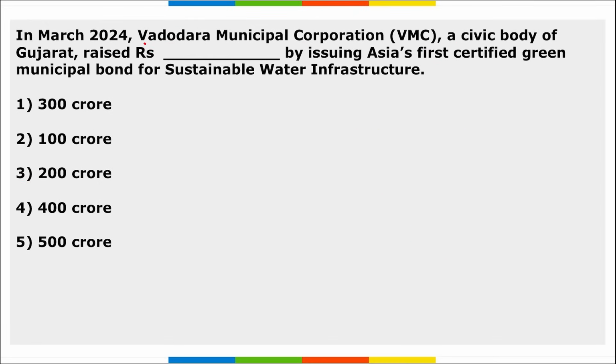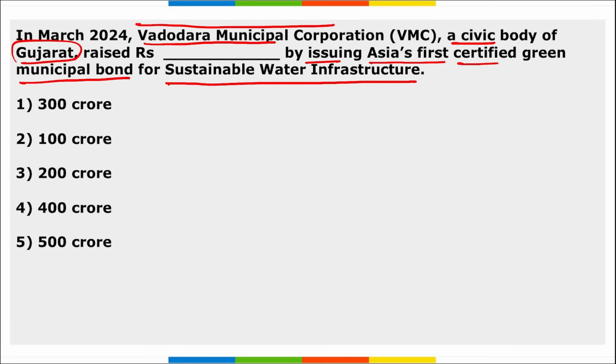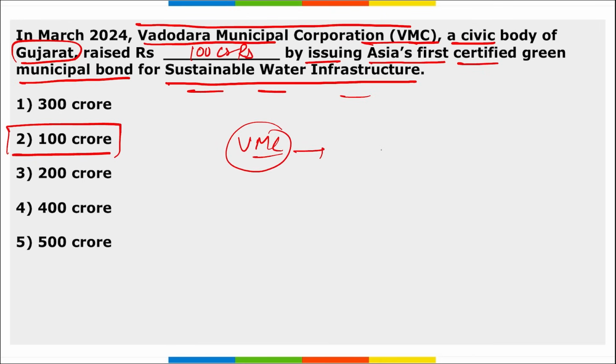Next, in March, Vadodara Municipal Corporation, that is a civic body of Gujarat, has raised dash amount by issuing Asia's first certified green municipal bond for sustainable water infrastructure. So, how much amount did it raise? It raised 100 crore rupees by issuing Asia's first certified green municipal bond for sustainable water infrastructure. Right? And here the coupon rate, or the interest rate, that will be provided will be 7.9%.